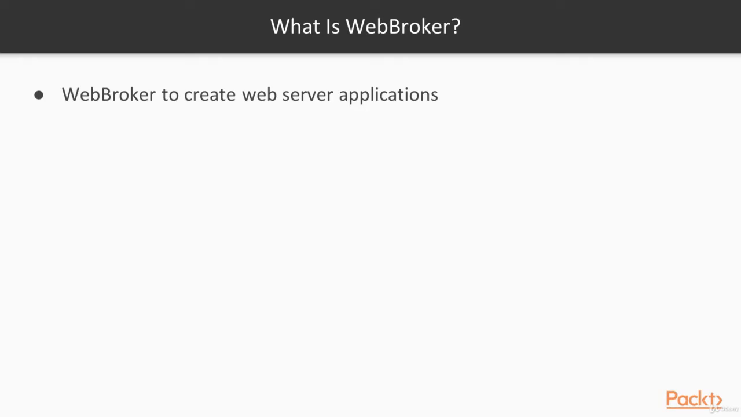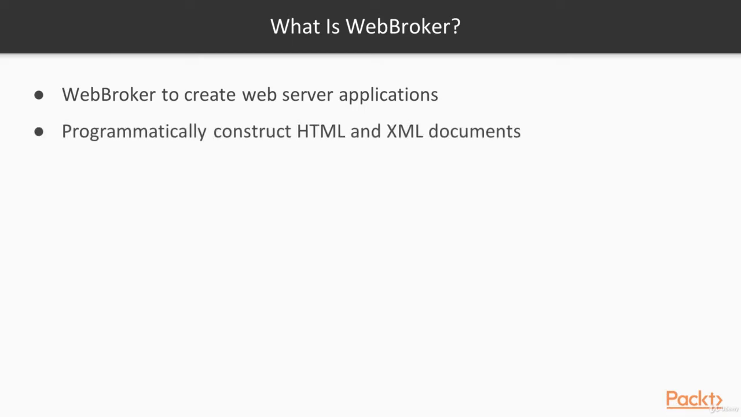CGI applications use more system resources on the server, so it is better to create complex applications as ISAPI or Apache DLL apps. When writing an application that potentially interacts with other platforms, you should select CGI standalone or Apache shared module for web server development. In a web broker, you can programmatically construct HTML or XML documents, and you can transfer them to the client side. So now it's demo time.